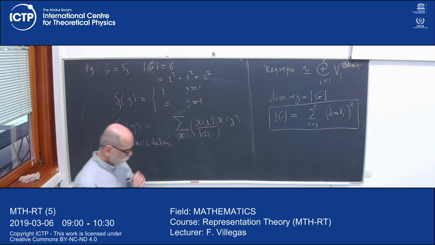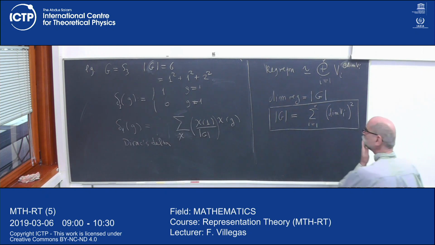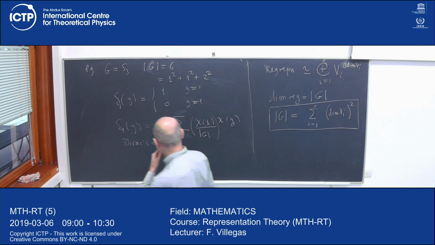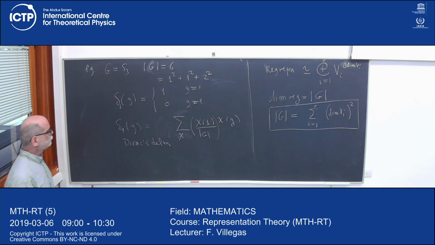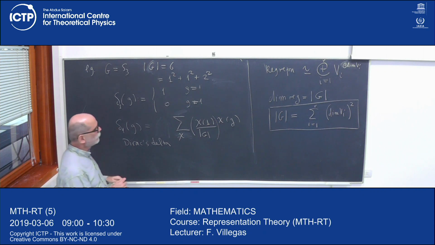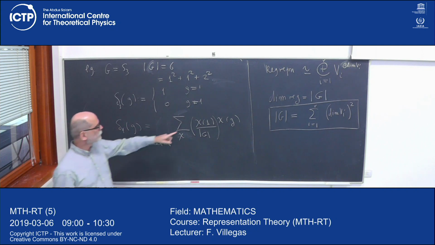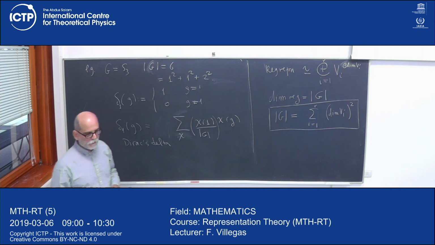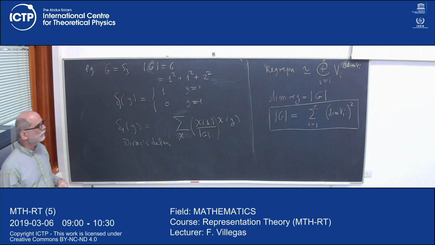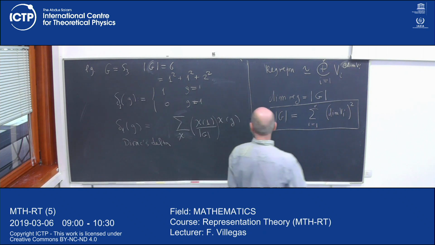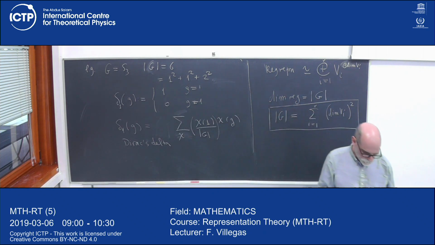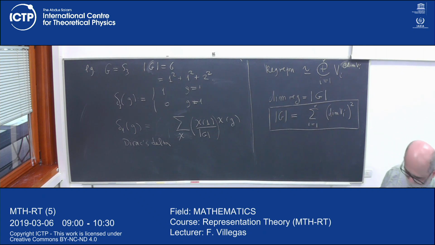And in case the group is abelian, then all the irreducible representations are dimension 1, so these numbers are all 1, and we just get that the delta function is the average of the character values. In general, for a non-abelian group, the coefficients are not just 1 over the order of G, but the dimension of the irreducible representation comes in.